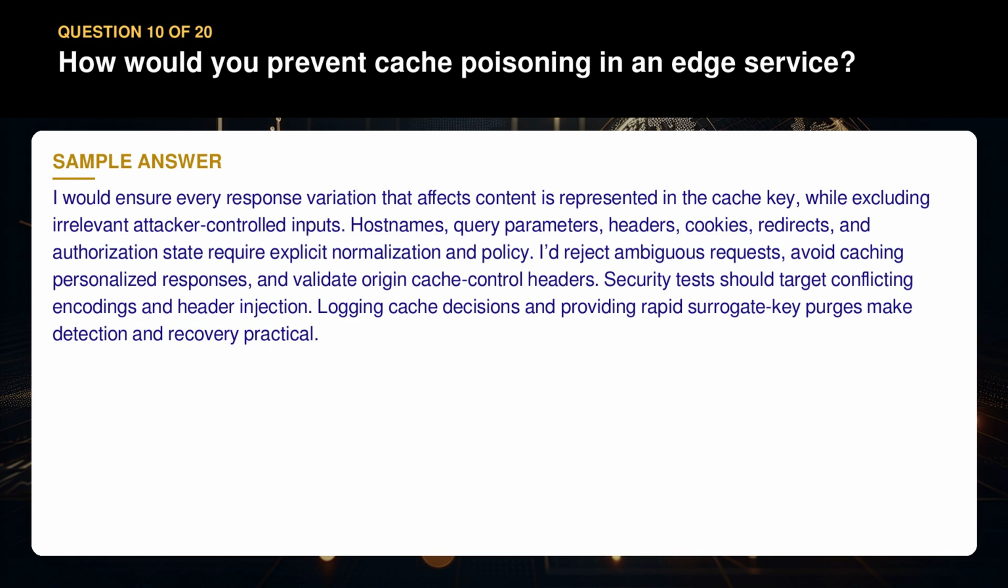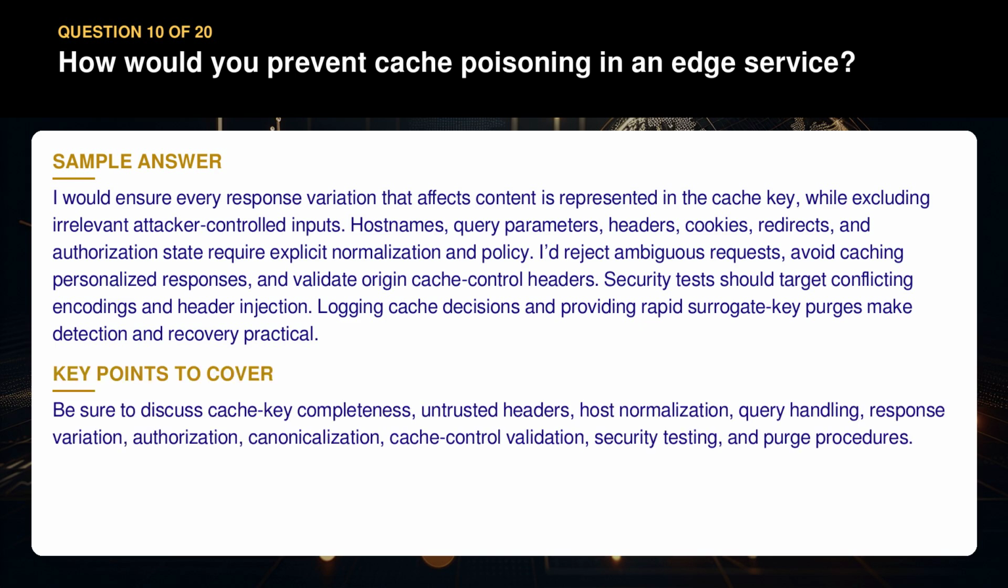Security tests should target conflicting encodings and header injection. Logging cache decisions and providing rapid surrogate key purges make detection and recovery practical. Be sure to discuss cache key completeness, untrusted headers, host normalization, query handling, response variation, authorization, canonicalization, cache control validation, security testing, and purge procedures.